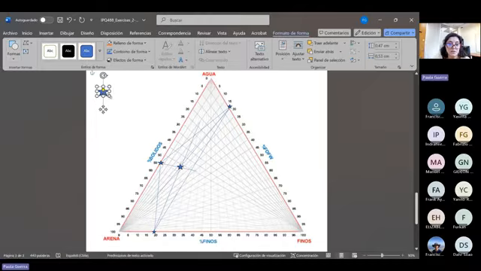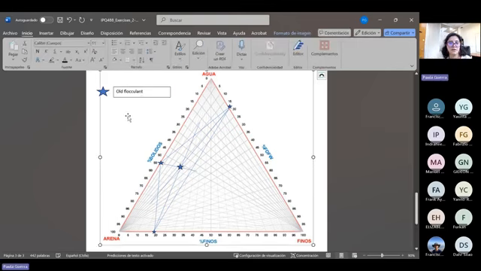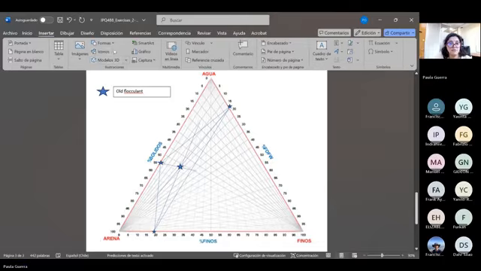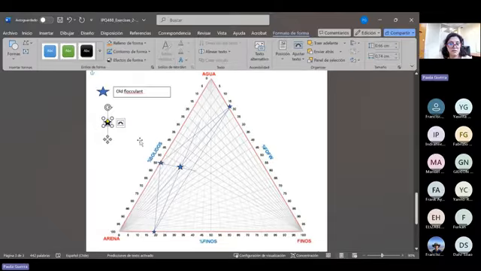Okay, the blue star represents the old flocculant. I don't know if it's with an E or with an A, but it doesn't matter. Okay, so now for the other one, we're going to use a red star. Let's change the color. Or maybe a black star. So the black would represent the new flocculant.